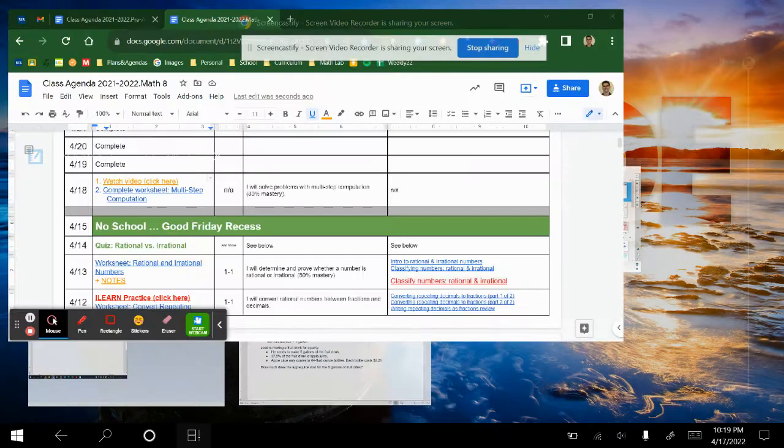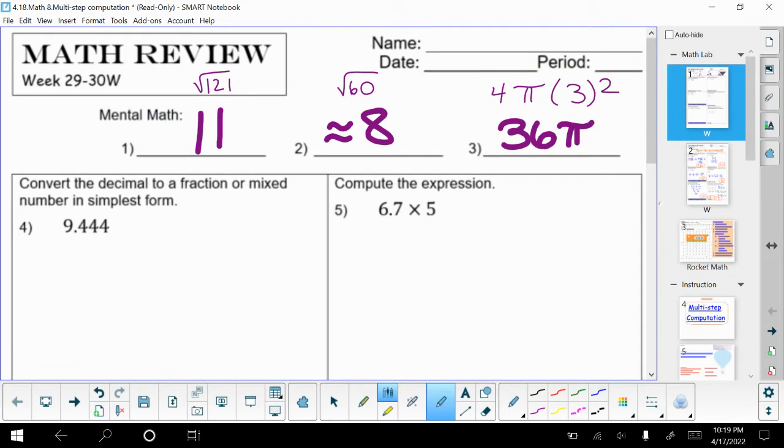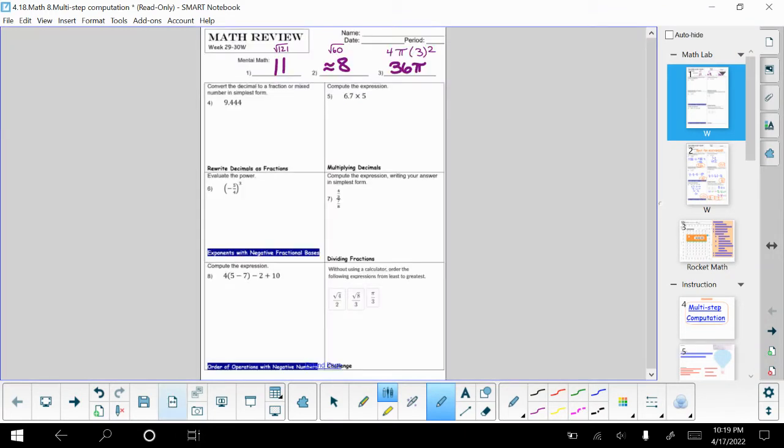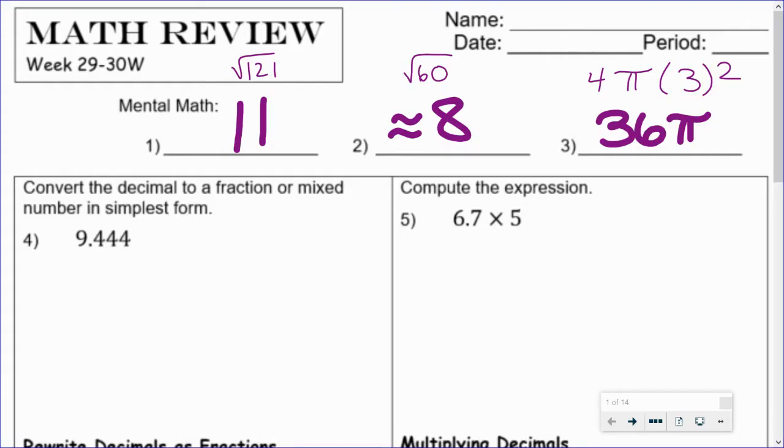On to the lesson, and you may skip the math review, mental math I should say, skip 1, 2, 3. Go on to lesson 4, go on to problems 4 through 8 and the challenge, and come on back when you are ready to check your answers. Press pause, come on back when you're ready.